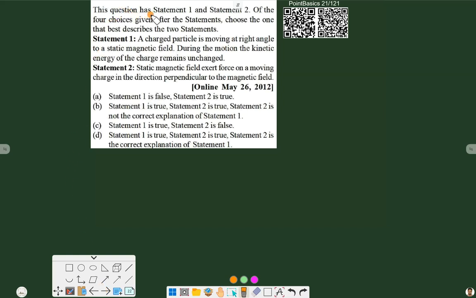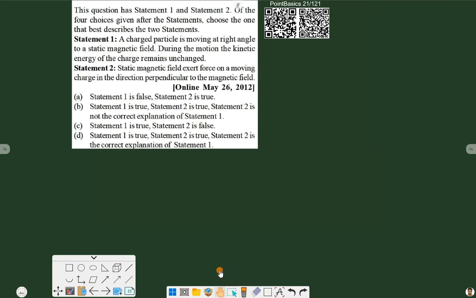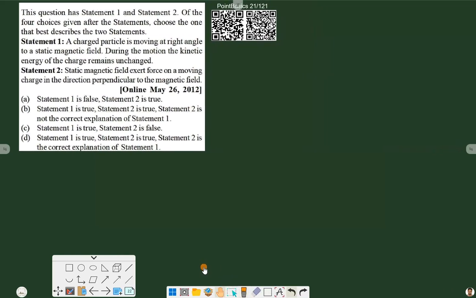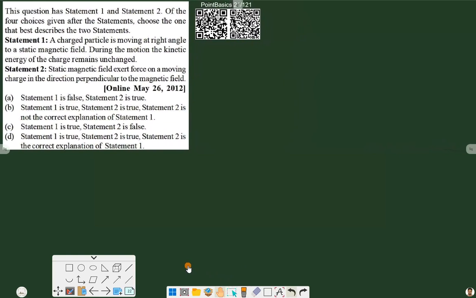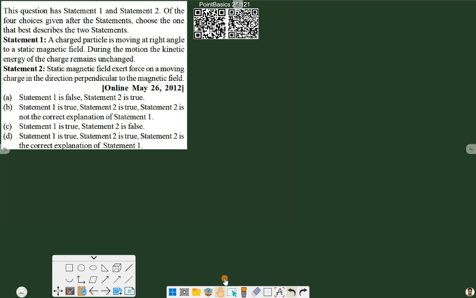This question has statement 1 and statement 2, with 4 choices given after the statements. Choose the one that best describes the two statements. Statement 1: A charged particle is moving at right angle to the static magnetic field. So the magnetic field is static, which means it is not changing. During the motion, the kinetic energy of the charge remains constant.